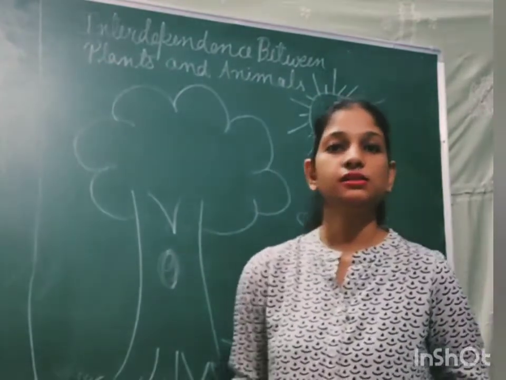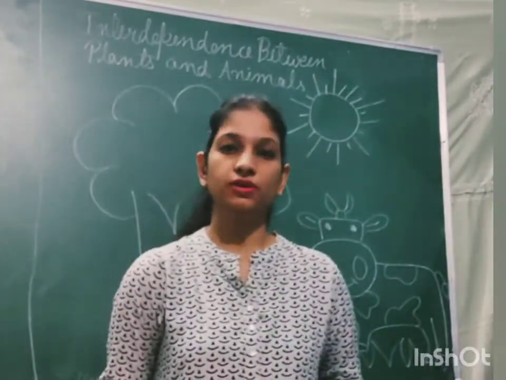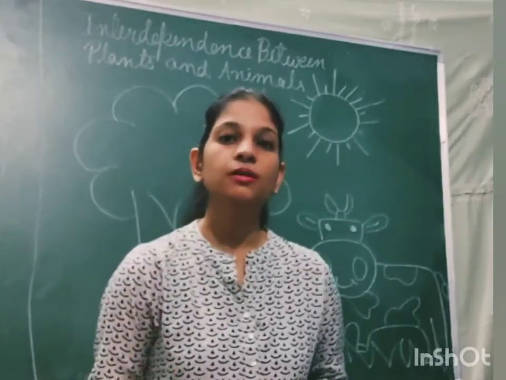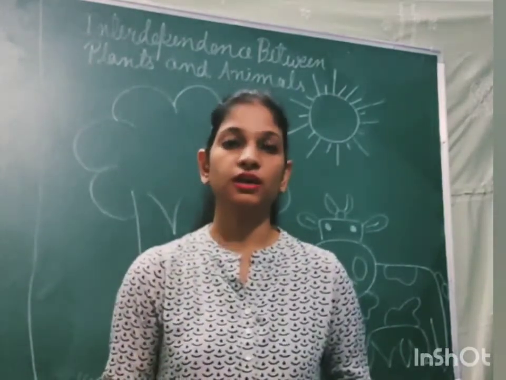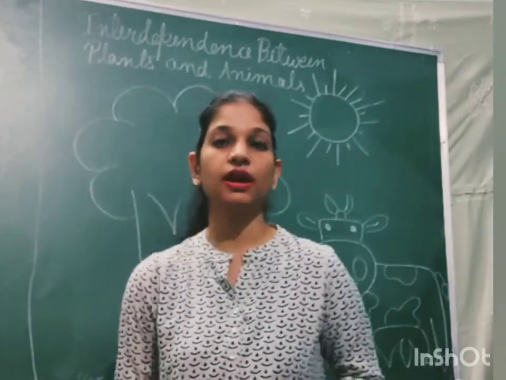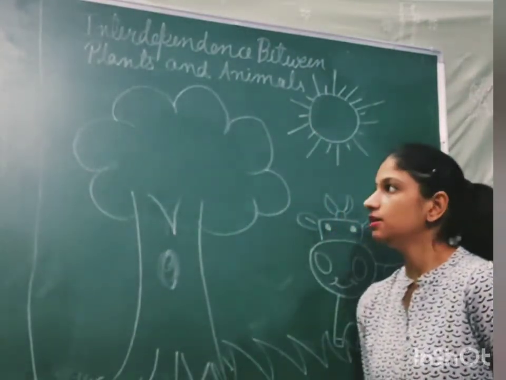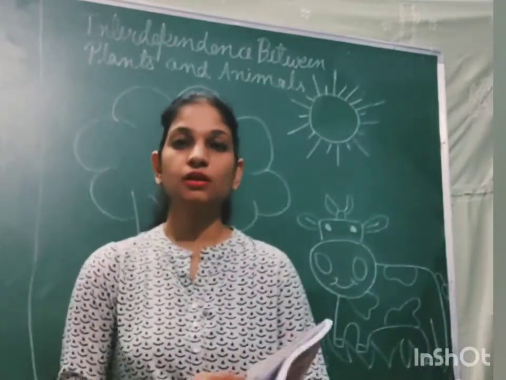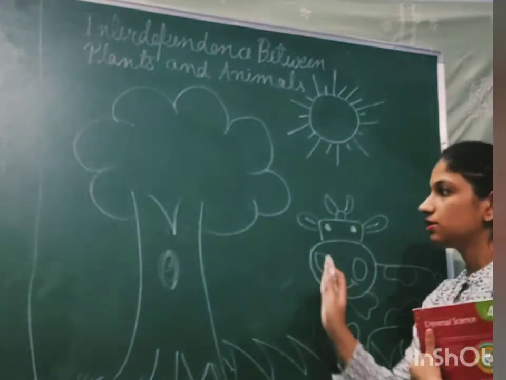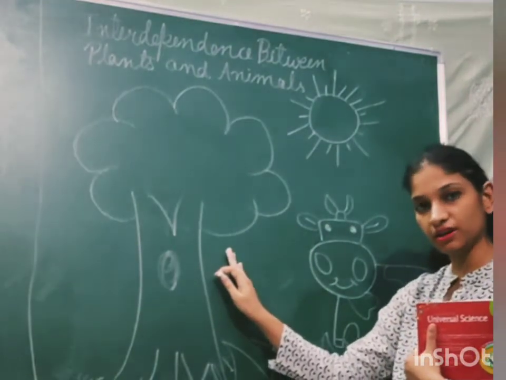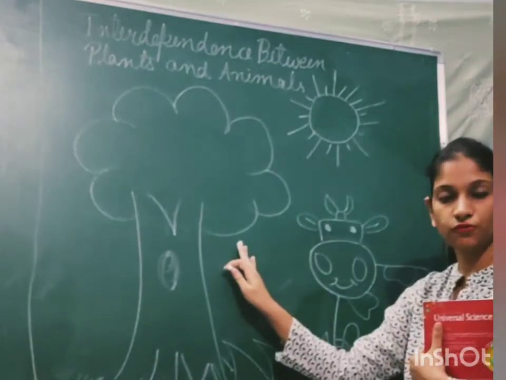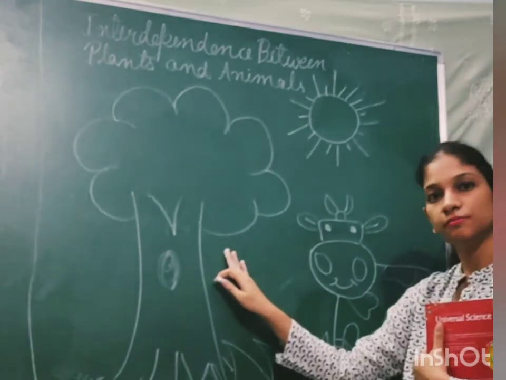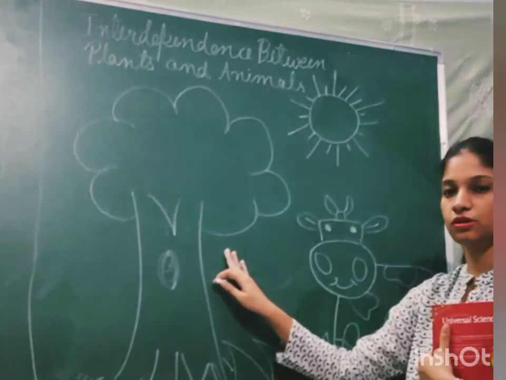Interdependence means it is a kind of relationship in which two or more living organisms are benefiting from each other. They are dependent on each other and are benefiting from each other. Suppose, for example, this cow is benefiting from the tree. It is getting its food from the tree, right? So the cow is dependent on the tree for its food.